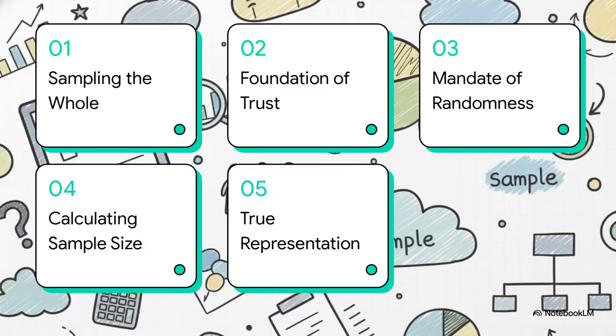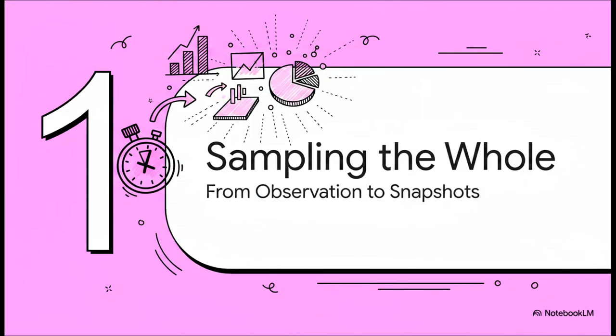So here's our game plan for today. First, we'll get our heads around the big idea of sampling the whole. Then we'll build the foundation of trust. What makes a study's results actually believable. After that, we'll dig into the absolute must-haves, the mandate of randomness, and the math behind calculating sample size. And we'll wrap it all up by making sure our study gives us true representation. Let's begin.